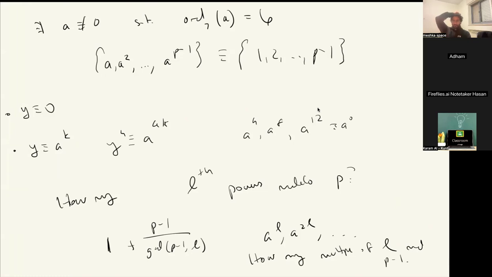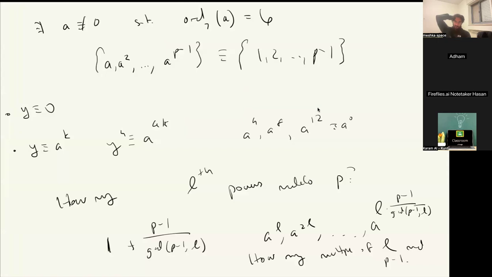Does it make sense? The point is, what's the first multiple of L that will actually be divisible by p minus 1? It's going to be exactly this number. The last one here will be a to the power of L times p minus 1 over the GCD. Does it make sense?